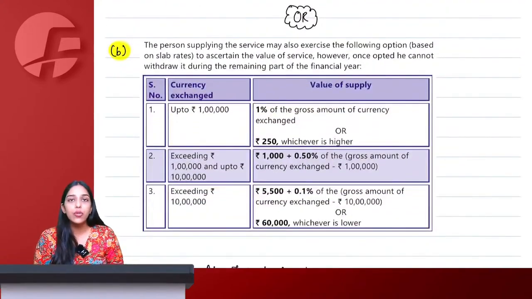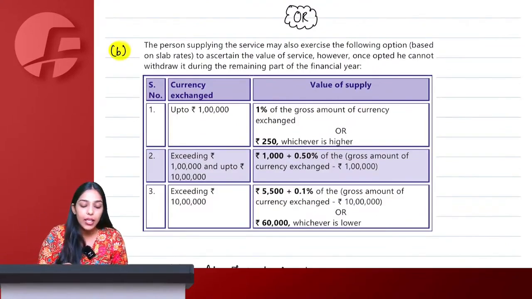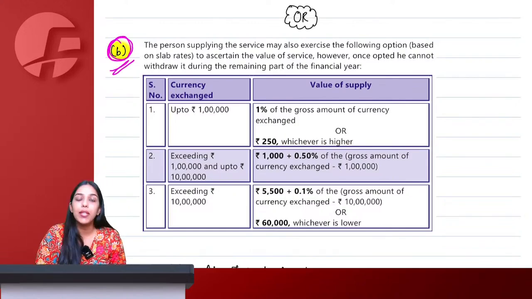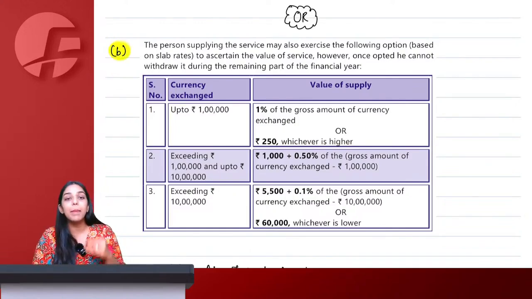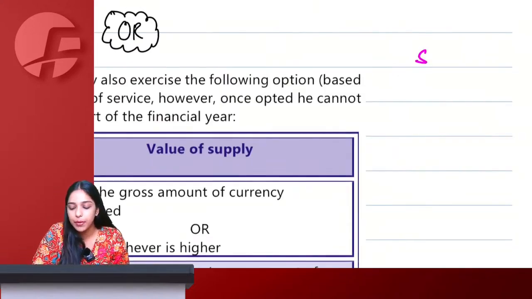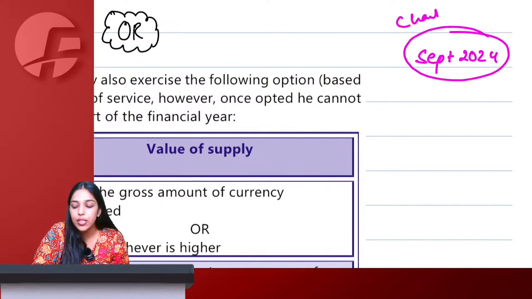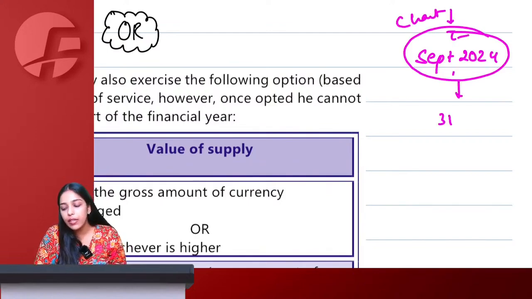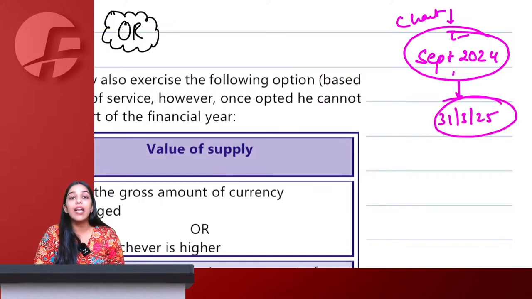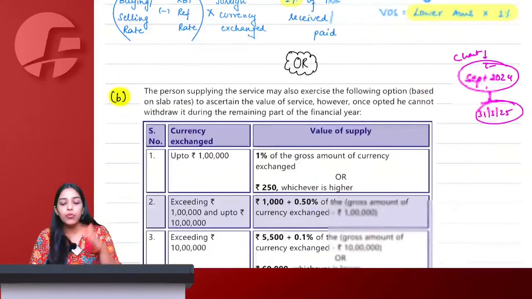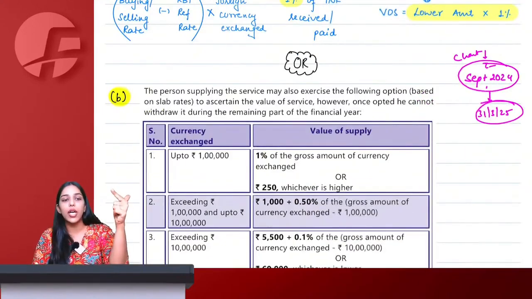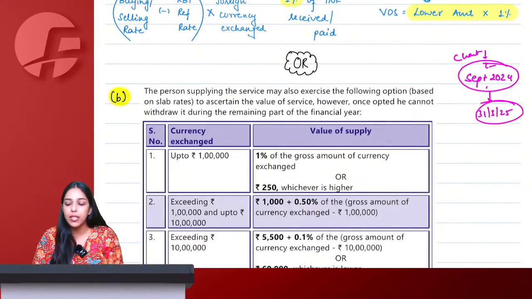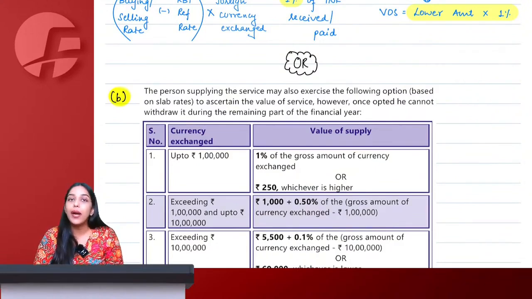Or if you do not want to use this chart method, then we also have a slab rate table method available. But if you opt for this slab rate table method, then for the rest of the financial year, let's say in September 2024 I decide to move from chart to this table, then at least till 31st March 2025 I will have to stay with this table method only. You cannot keep shifting all the time. You can come from chart to table anytime, but table to chart you cannot go till 31st March. Only next year you have an option to go back to the chart.